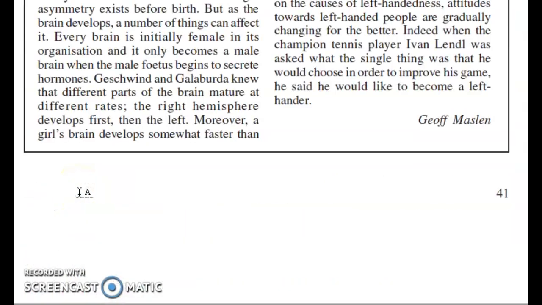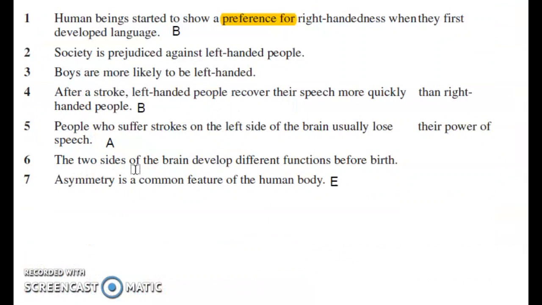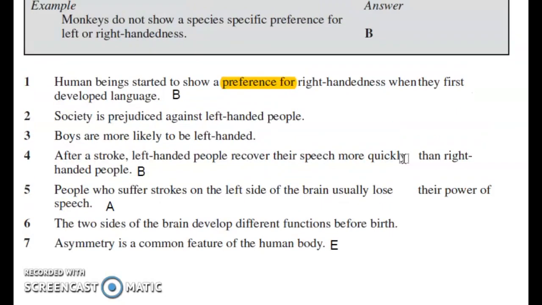Okay, let's continue reading. Two American researchers, Gashwin and Galabruda, studied the brains of human embryos and discovered that left-right asymmetry exists before birth. This is also our answer. Before birth. Let's find out in the questions. Yes, sixth, the two sides of the brain develop different functions before birth. Different functions means asymmetry is there. Then our answer would be C.